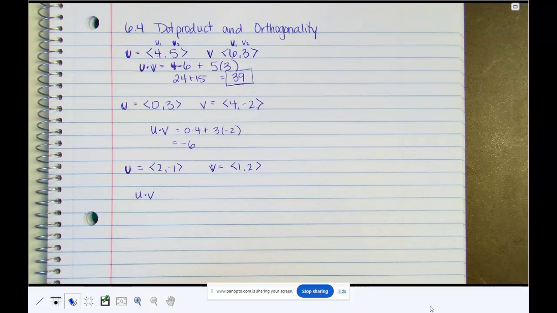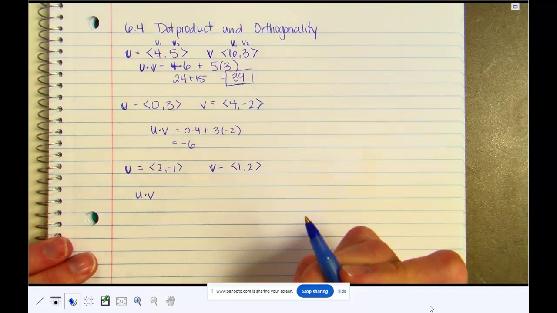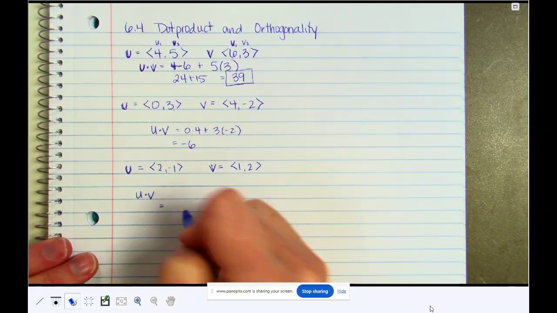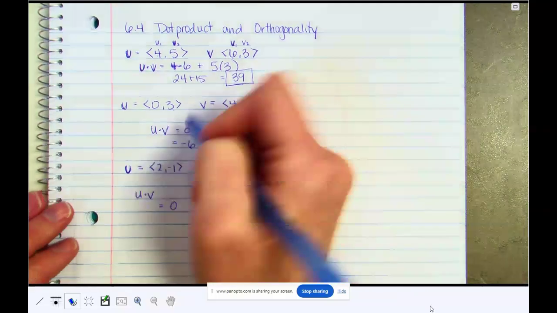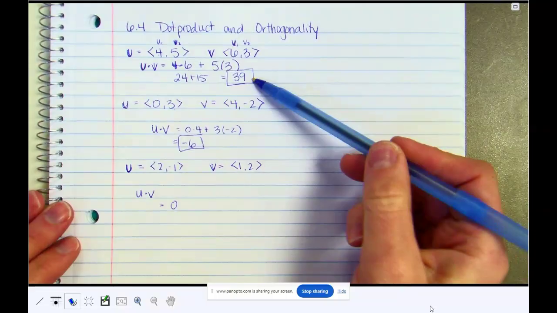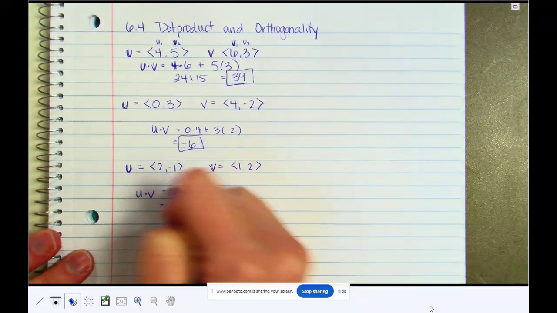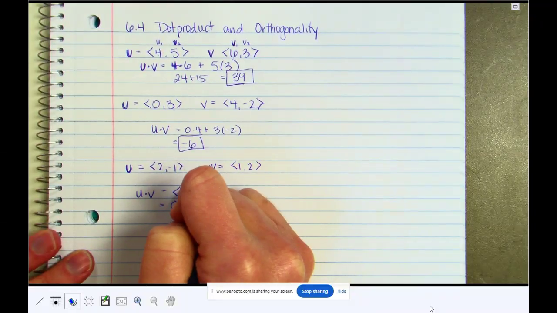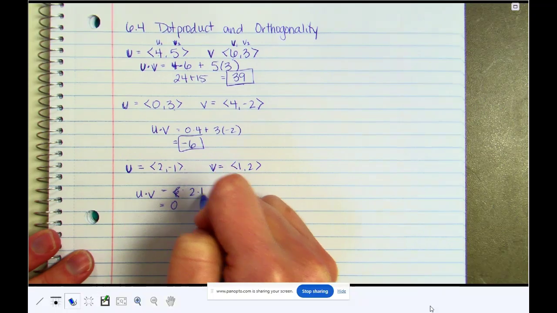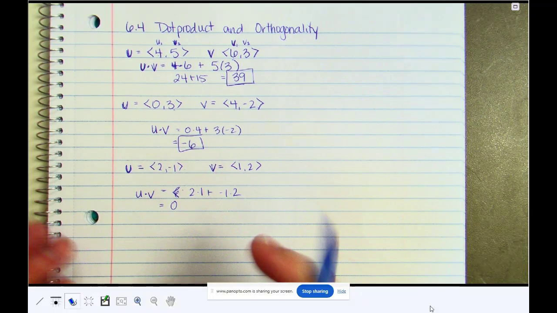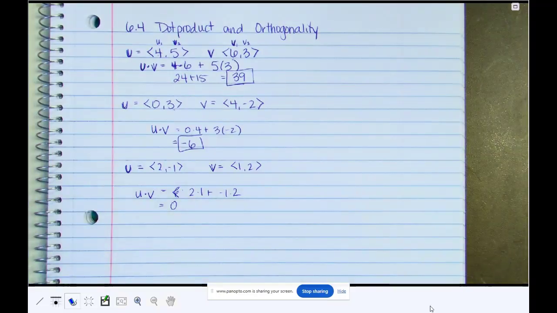Okay. What do you get? Yeah, you do get 0. So notice that you can have positive, you can have negative, you can have 0. It doesn't matter, but they are numbers. So this is 2 times 1 plus negative 1 times 2. That's 0. Questions on dot product? We're not getting into it any more than that.